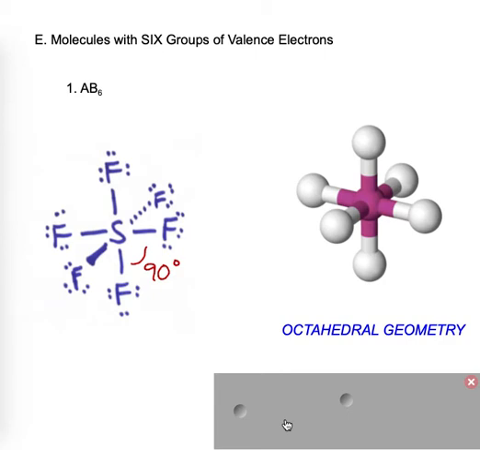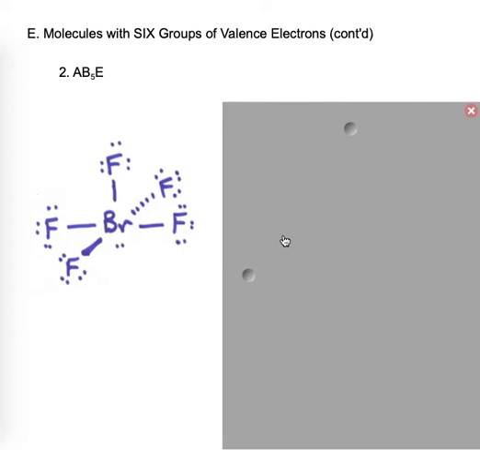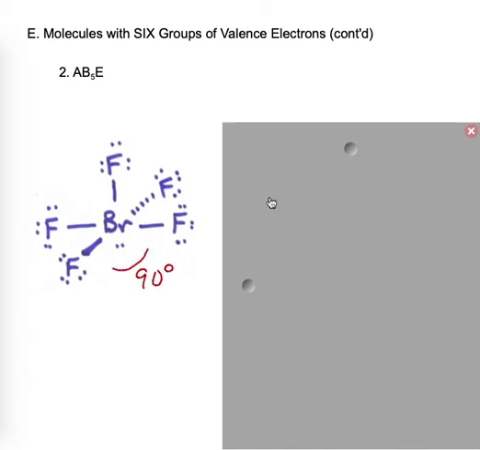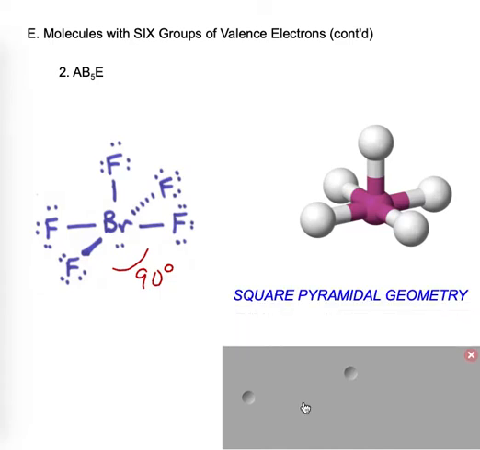Consider replacing one of the bonded atoms with a lone pair. Well, all of the octahedral positions are exactly identical, so it really doesn't matter which one you replace. An AB5E molecule, like bromine pentafluoride, would look like this. You see that you have 4 fluorine atoms in a square plane with 1 pointing up. Bond angles, again, are all 90 degrees. This geometry is referred to as a square pyramidal geometry.